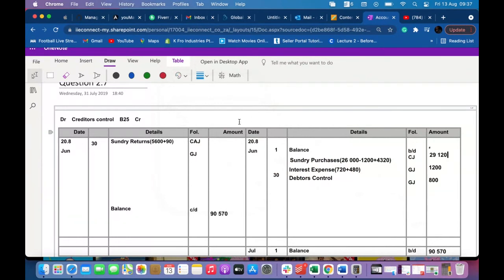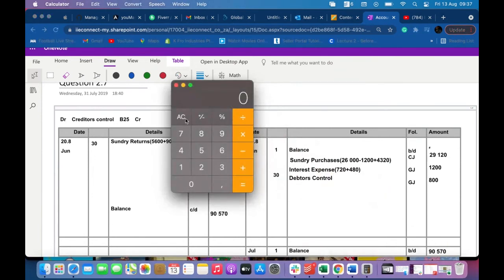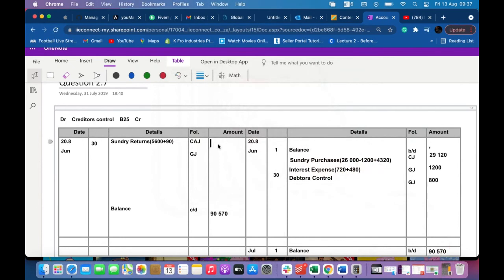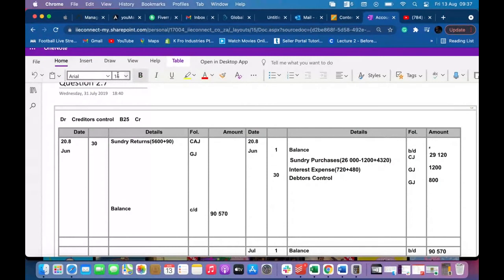Now, this side we also had a calculation that we needed to do. Let's quickly do that and then put together the missing pieces. 5,6 plus 90. We could have actually done that in our heads. So 5,690. Done. Got that out of the way.